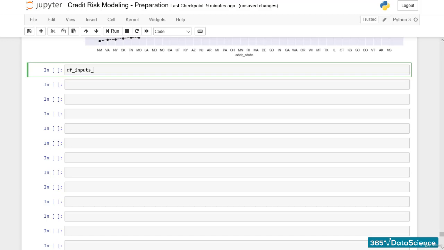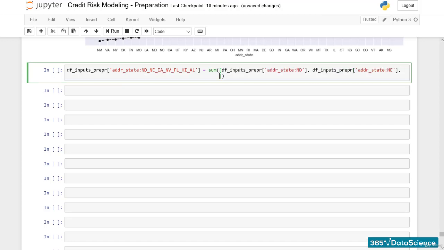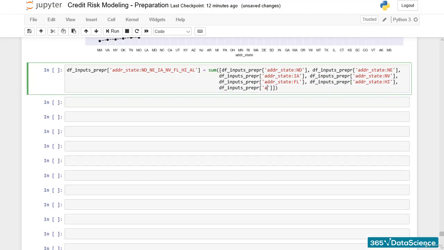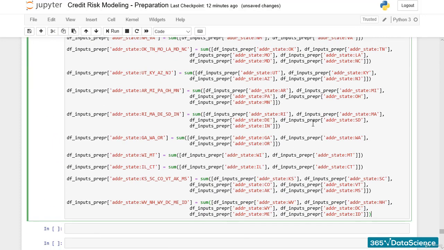For example, df_inputs_prepr, addr_state, colon, and here we itemize the states that comprise the category, separated by underscores. So, let this new variable equal the sum of df_inputs_prepr, addr_state, colon, the first state, then the same for the second state, and so on. Writing similar expressions for all the other categories with more than one state gets the job done.